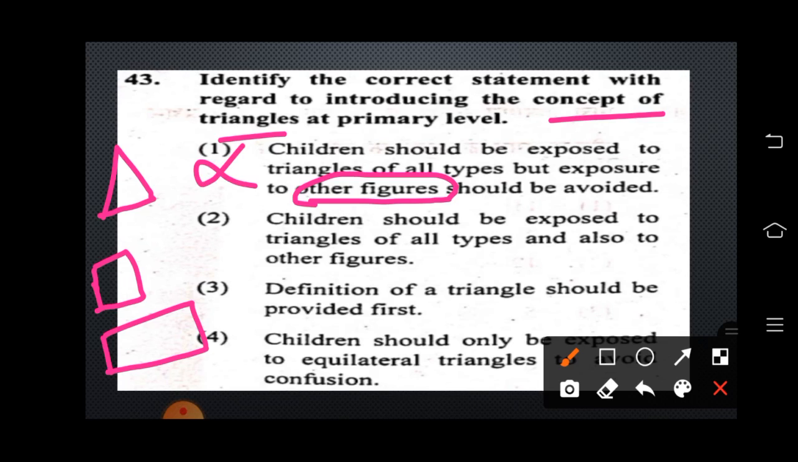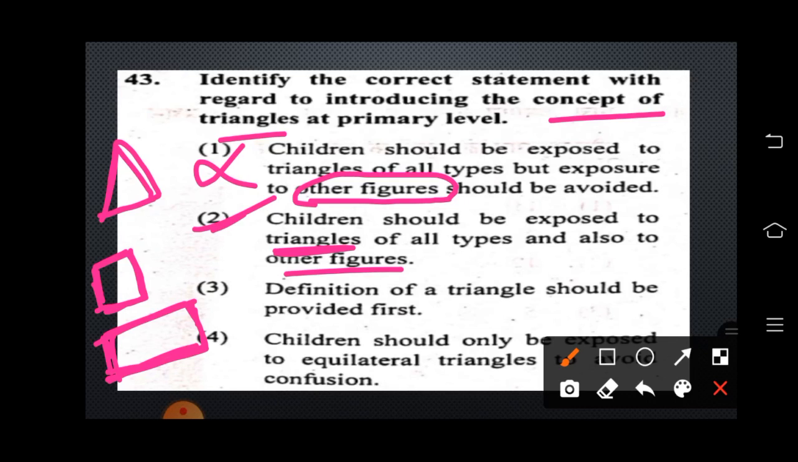And option 2, children should be exposed to triangles of all types and also to other figures. This is the right statement, because the children should be exposed to triangles and also to other figures. So they will compare one figure with the other. For example, you take the triangle. This has 3 sides, and here this is a square. It has 4 sides, and all sides are equal. And the rectangle, the length is the longer one and the breadth is the shorter one. Like that, they will compare each figure and they will learn.